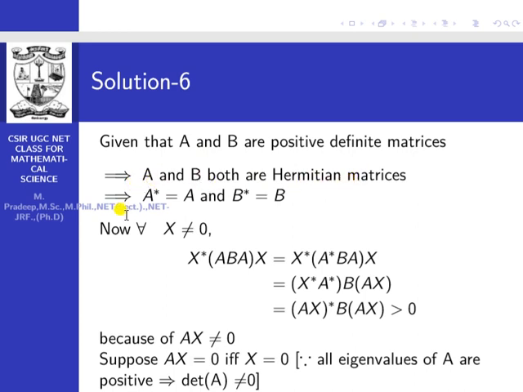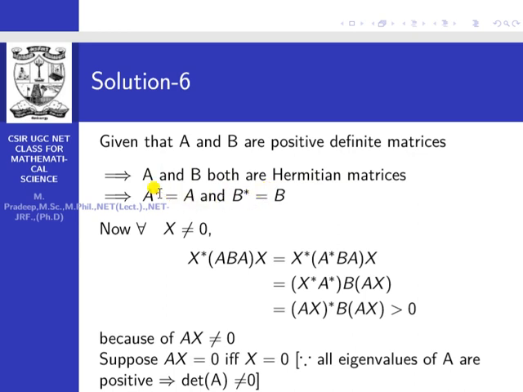A star has a positive eigenvalue, and a positive eigenvalue means it is real valued. So A and B are both Hermitian matrices. What is the definition of Hermitian matrices? A star equals A and B star equals B.